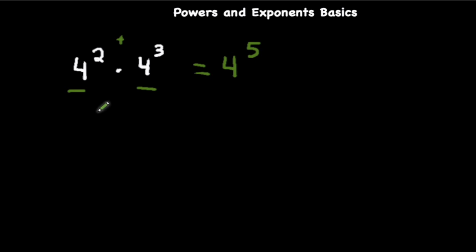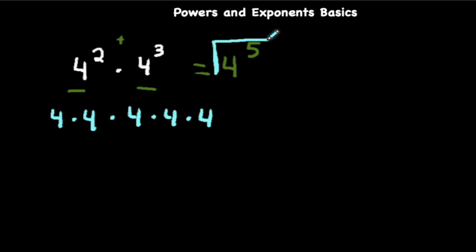So basically what you're doing, you're just counting. If I rewrite this in its expanded form, it looks like this. So 4 squared is 4 times 4, and 4 cubed is 4 times 4 times 4, which gives 4 times 4 times 4 times 4 times 4. As you can see, we have a total of five 4s. So it's representative of 4 to the 5th power. So that's why this works.